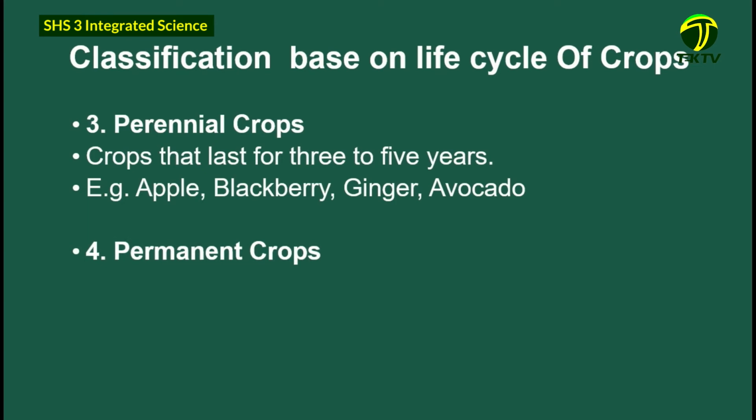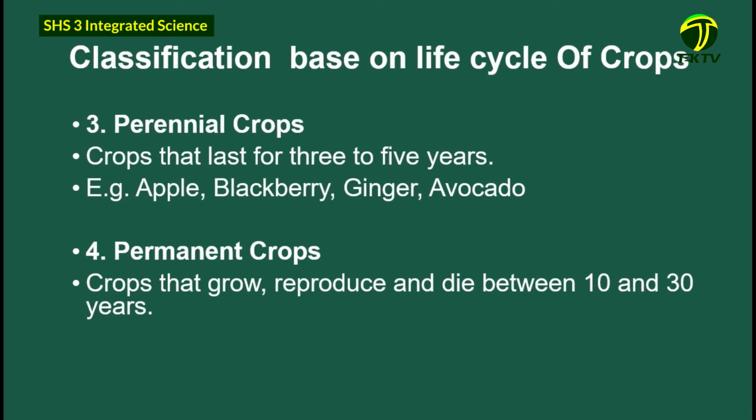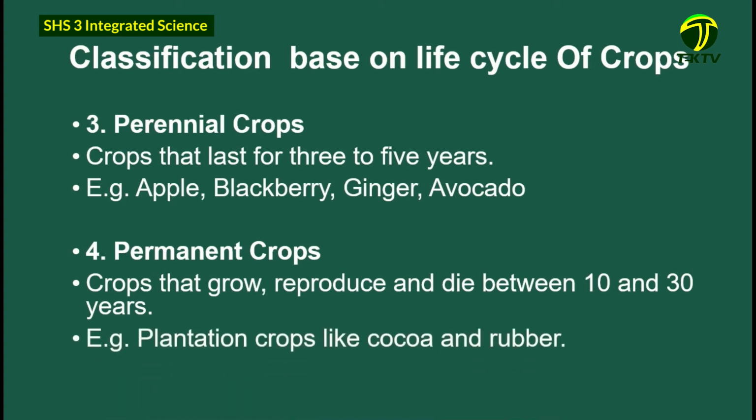Then we have those that we refer to as permanent crops. And as the name goes, you can predict how long they will remain or how long it will take for them to complete their life cycle. These crops usually will complete their life cycle within 10 to 30 years. So here we are talking about the plantation crops like cocoa and rubber.